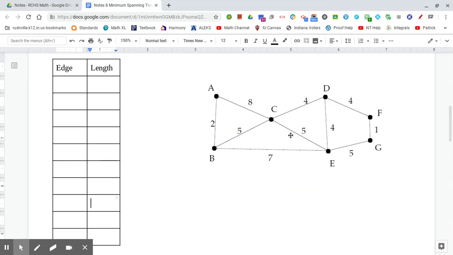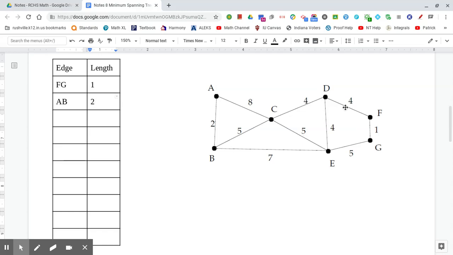All right, so here I have my graph. First thing I should do is count the number of vertices: 1, 2, 3, 4, 5, 6, 7. There are 7 vertices, which means that this minimum spanning tree will have 6 edges. And then find the edge of the smallest weight, which would be edge FG, which is of weight 1. And then your next edge, which is AB, which is of weight 2.